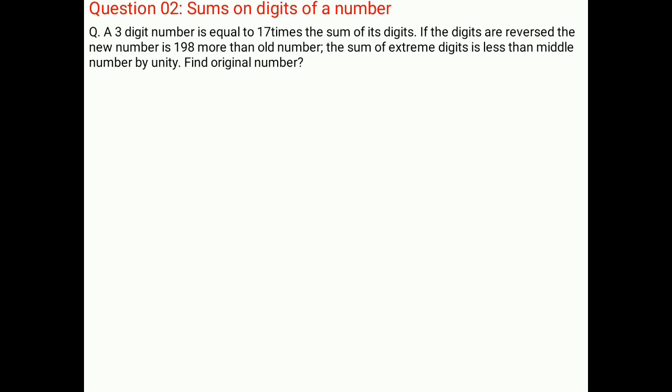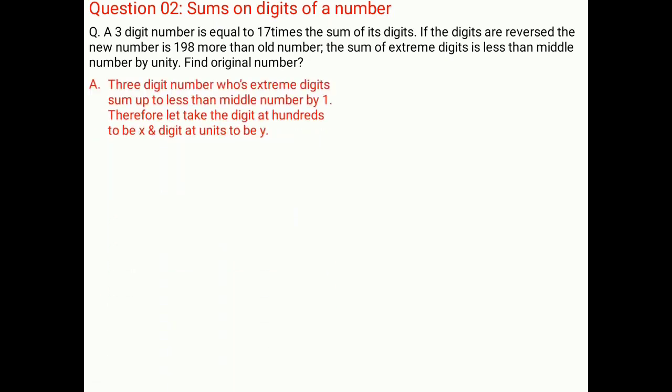However, we have a condition mentioned in the question which states the middle number in terms of its extreme digits. It says that the middle number is more than the sum of its extreme digits by 1. Therefore, we will be assuming the extreme digits as x and y. Let's take the digit at hundreds place to be x, which gives us 100x, and the digit at units to be y. Therefore, the middle number becomes x plus y plus 1. Now since the middle number is at tens place, we have to multiply (x plus y plus 1) the whole into 10.